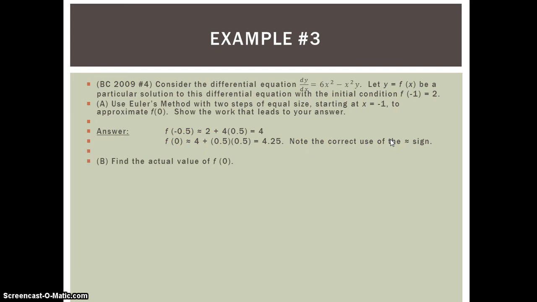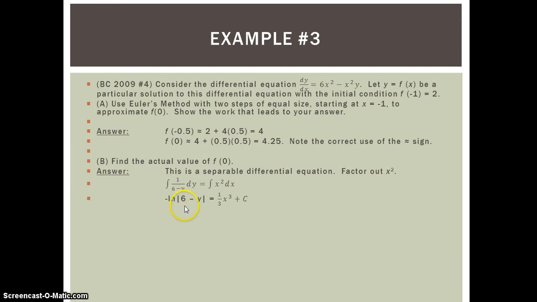Part B, find the actual value of f of 0. This is a separable differential equation. If we factor out an x squared, we get an x squared times 6 minus y on the right side, which we can then divide onto the left side. We get 1 over 6 minus y dy equals x squared dx, and we're going to integrate both sides. We get a negative natural log of 6 minus y.